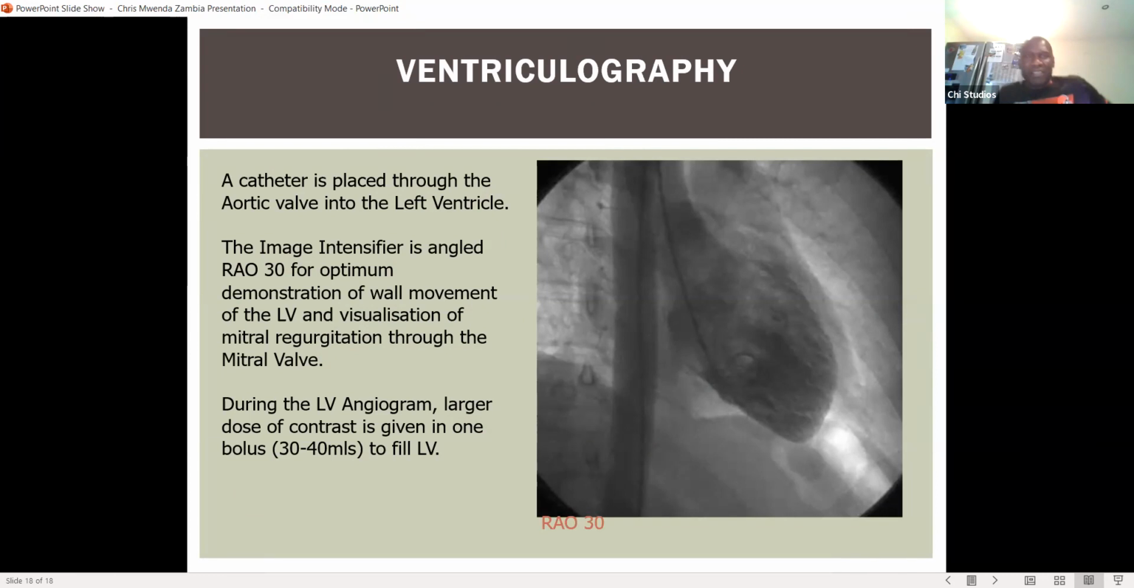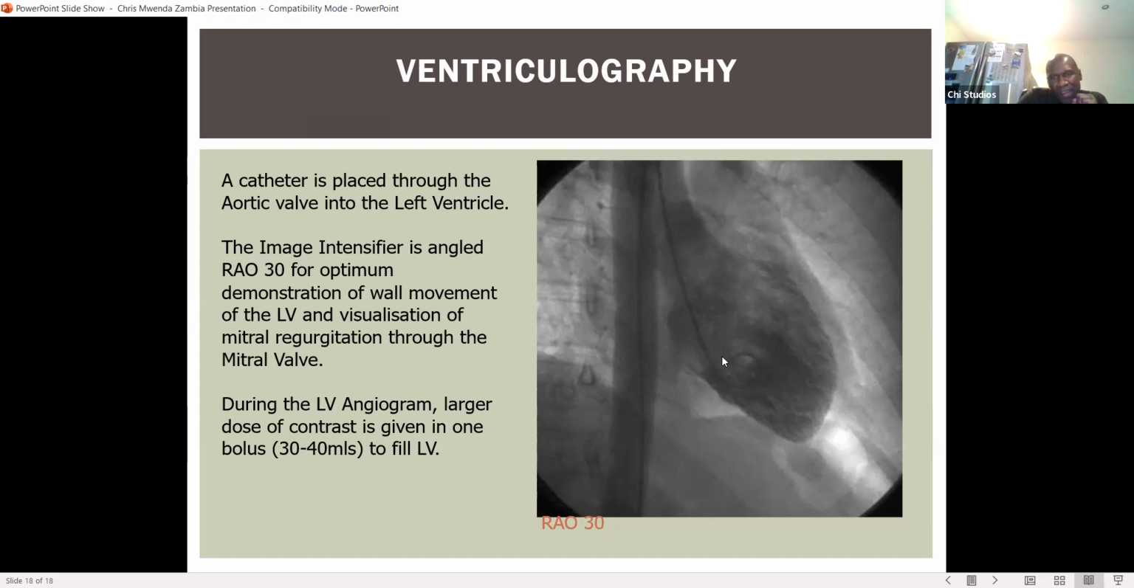So we have what we call the LV gram, left ventricular gram. Usually we do it in a left anterior oblique 30. Obviously, the essence of this is to look at the function of the left ventricle. This is the left ventricle, that's the ascending aorta. And you can see we have another catheter. It's got a pigtail, more like the tail of a pig.